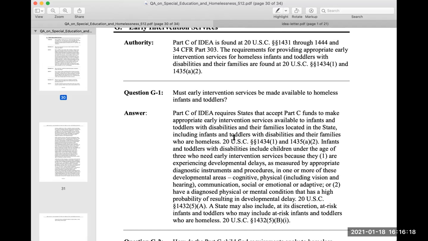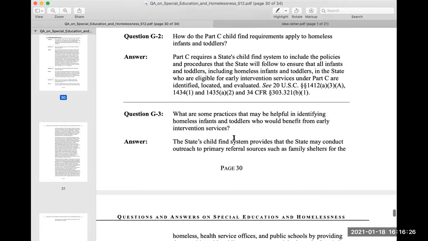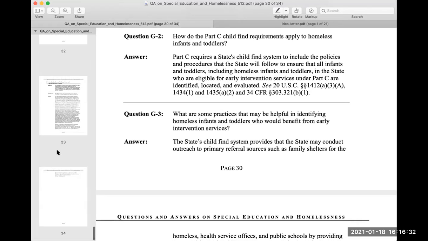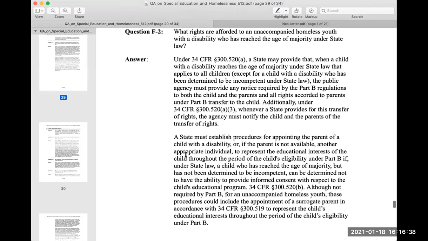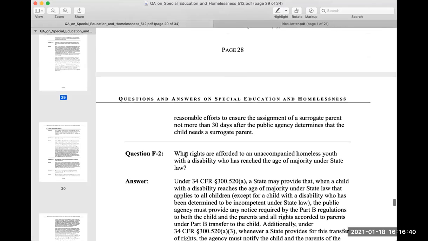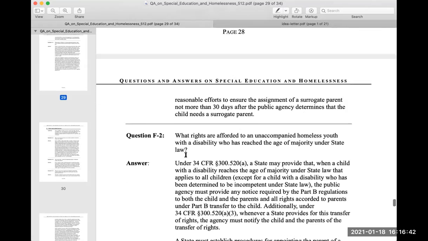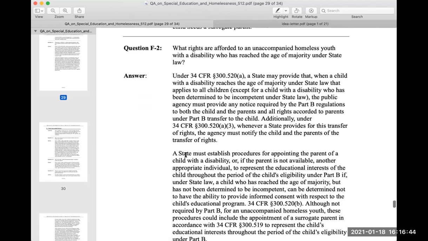Individuals appointed as temporary surrogate parents still must have no personal or professional interest that conflicts with the interests of the child and must have knowledge and skills adequate to represent the child. 34 CFR paragraph 300.519(d)(2)(ii) and (iii). Surrogate parents, including temporary surrogate parents, are considered the unaccompanied homeless youth's parent for special educational purposes.